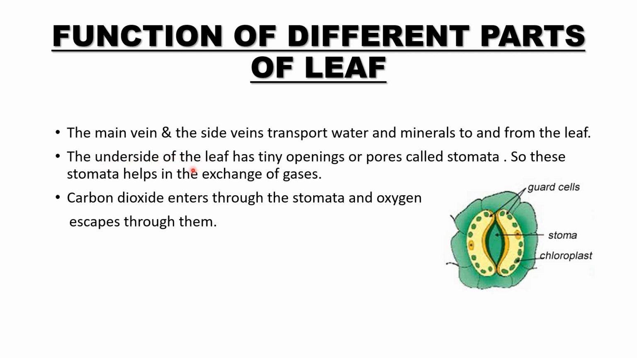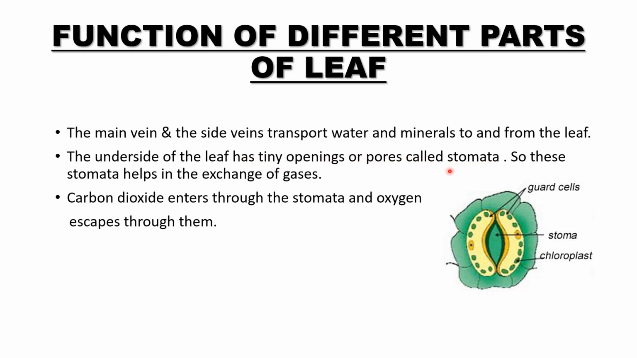Have you touched a leaf? Yes, so you must have observed that the upper part of the leaf is smooth, while the lower part of the leaf is very rough. So why is there variation in the upper and lower part of the leaf? The underside of the leaf actually has many tiny pores, tiny openings, which are called stomata.